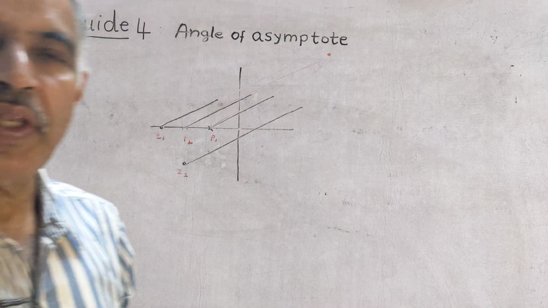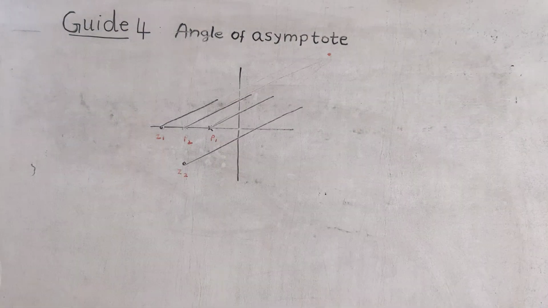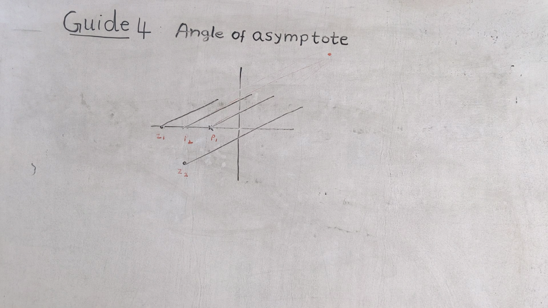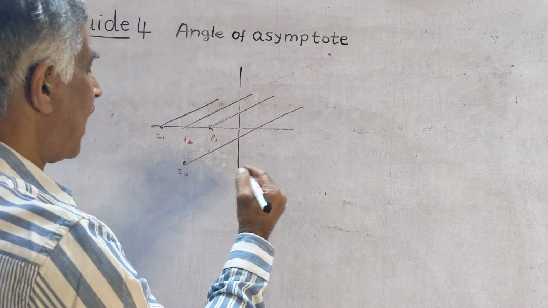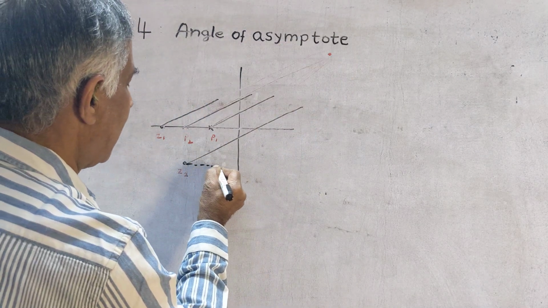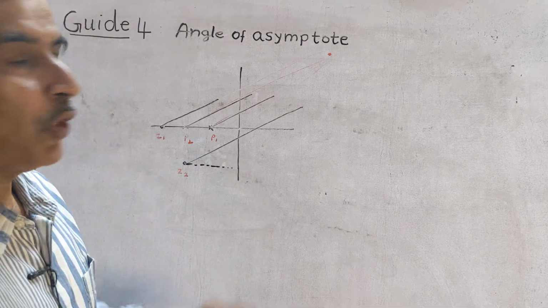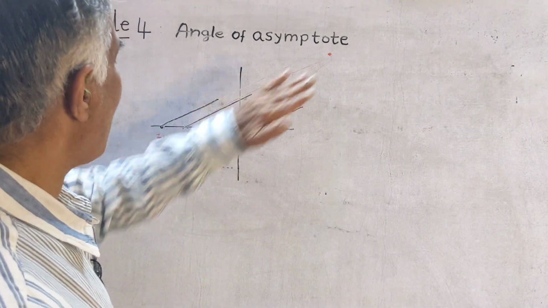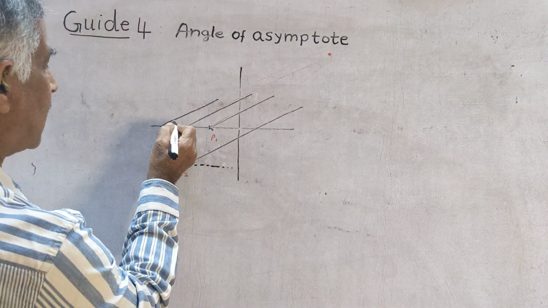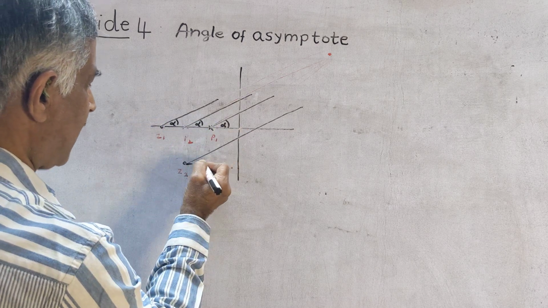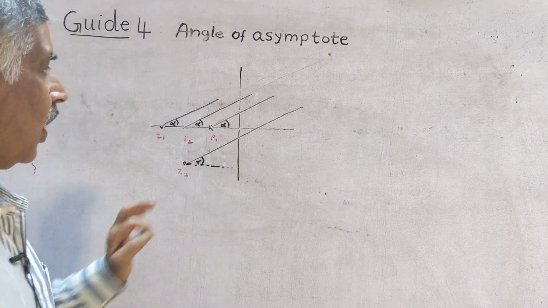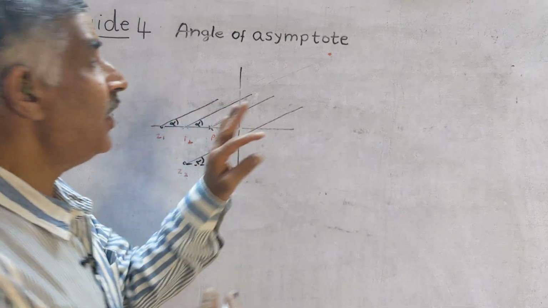This is possible only when the trial point is at infinity. Now, these are all parallel. When these are all parallel, I will take these angles as alpha. Then, what is the condition?